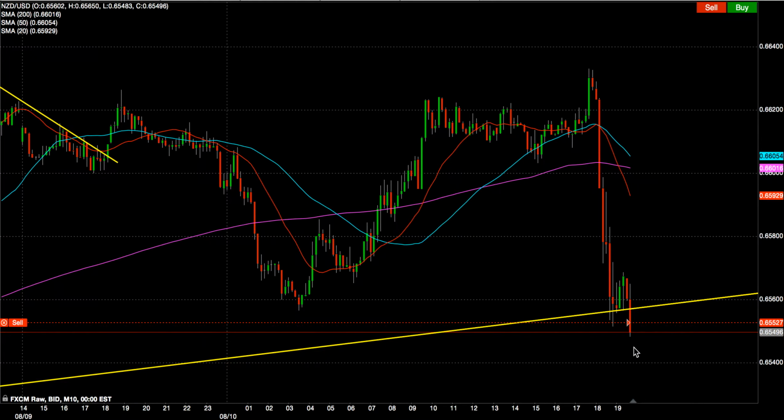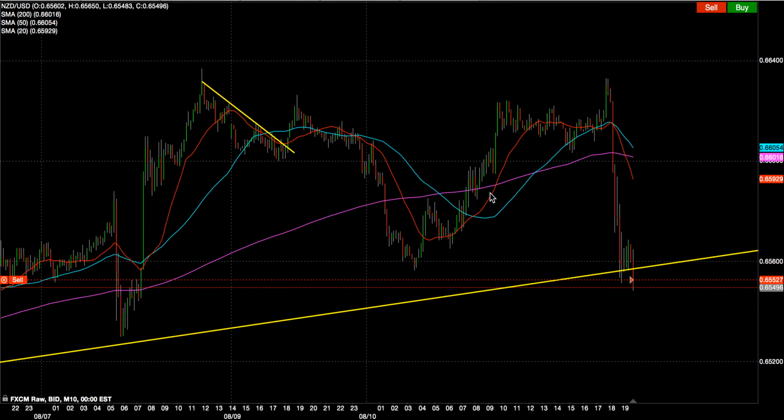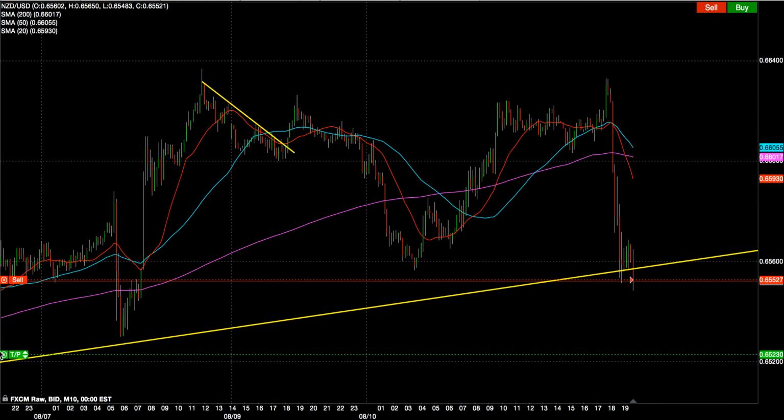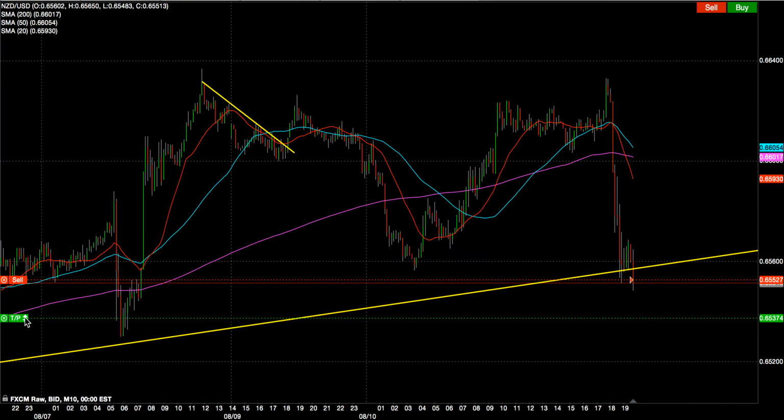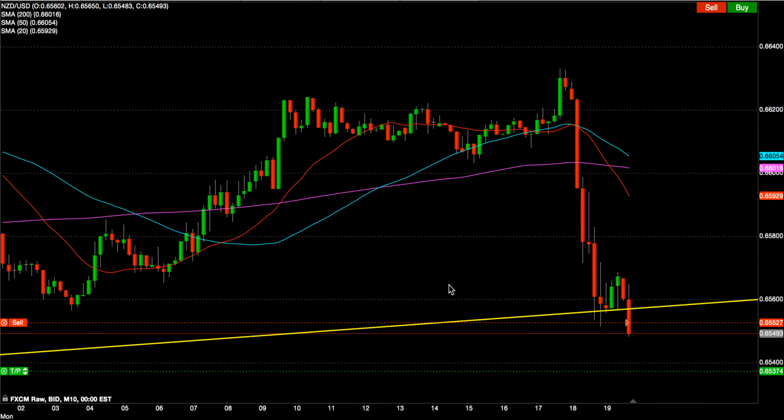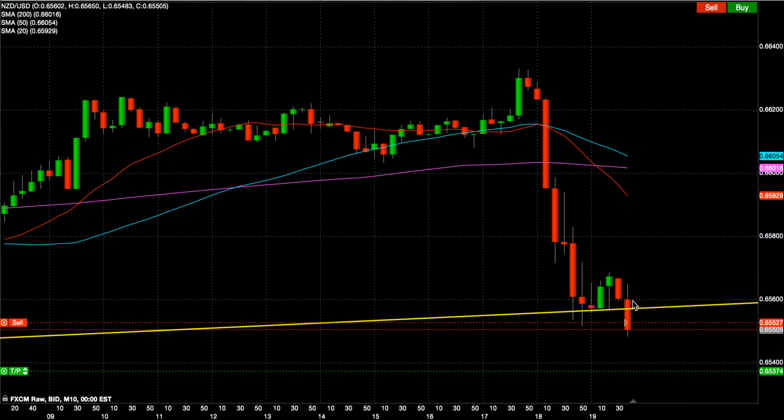I am currently up 2 pips. Let's see here. I think I'll take my profit. We'll set it right there at 65374. See if we could get a quick sell-off here on this bar.